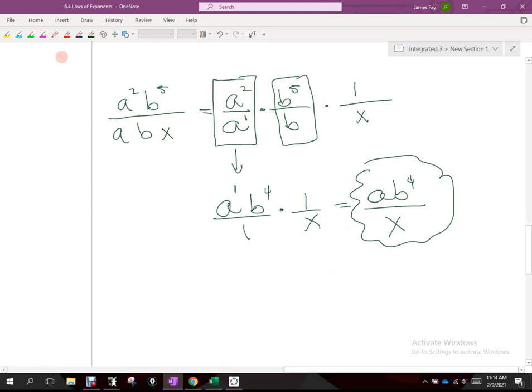I think what most people are going to do is say, okay, a's with a's. So if a is with a, so that a and that one cancel out, leaving me a to the 1st, right? B's with b's, so that one's going to cancel out with that one, leaving b to the 4th. And the x doesn't cancel anything out, so then I'm just going to rewrite this as a to the 1st, b to the 4th over x.